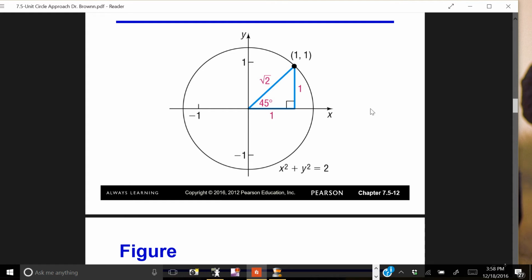Here's an example of a 45-degree angle on a circle that's not a unit circle. Here it has A as 1 and B as 1. This would obviously be a 45-degree triangle. And with A being 1 and B being 1, then R would be the square root of 1 squared plus 1 squared, equal to the square root of 2.